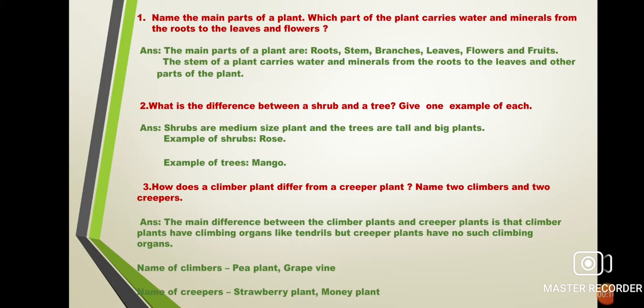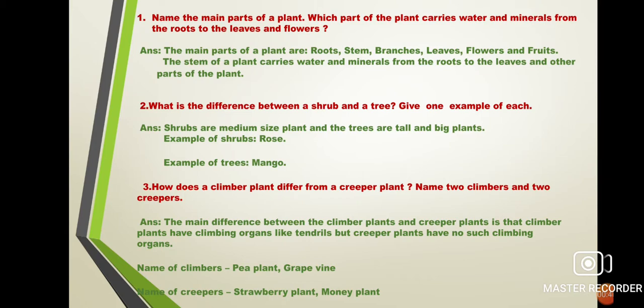Name the main parts of a plant. Which part of the plant carries water and minerals from the roots to the leaves and flowers? So what are the main parts of a plant? The main parts of a plant are root, stem, branches, leaves, flowers and fruits. Understood? Now this root lies below the ground and the shoot lies above the ground. So stem, branches, leaves, flowers and fruits belong to the shoot.